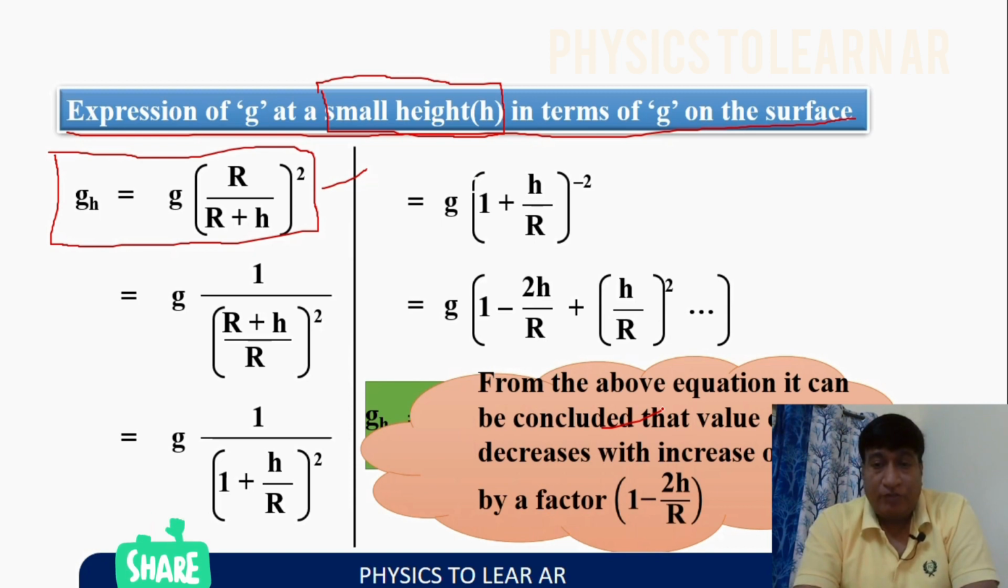So from the above equation, it is concluded that the value of g decreases with increase of height by a factor of 1 minus 2h by R. So if the h value is increasing, the g value goes on decreasing. At a certain particular point, the acceleration due to gravity of the earth will be 0, and then the body can escape.